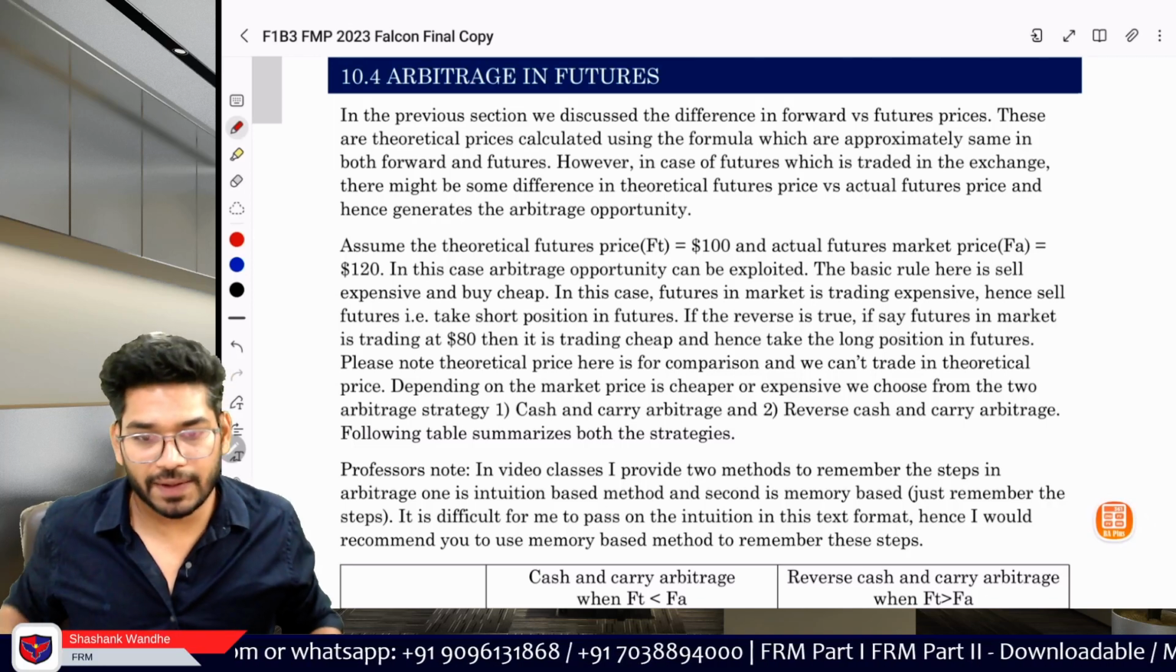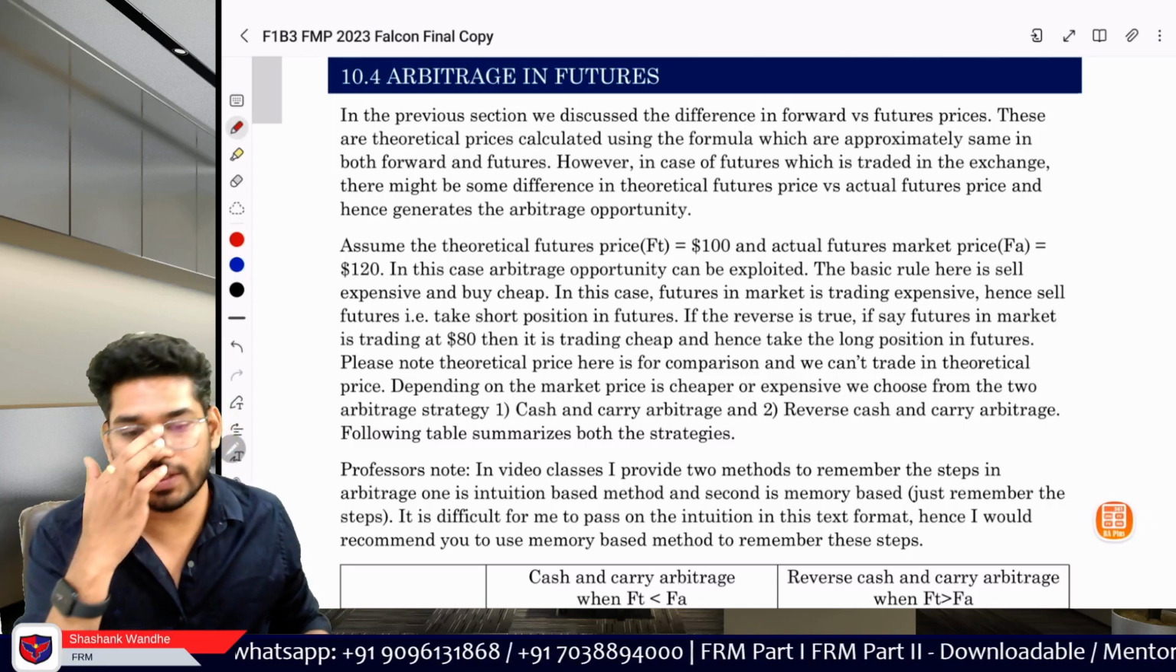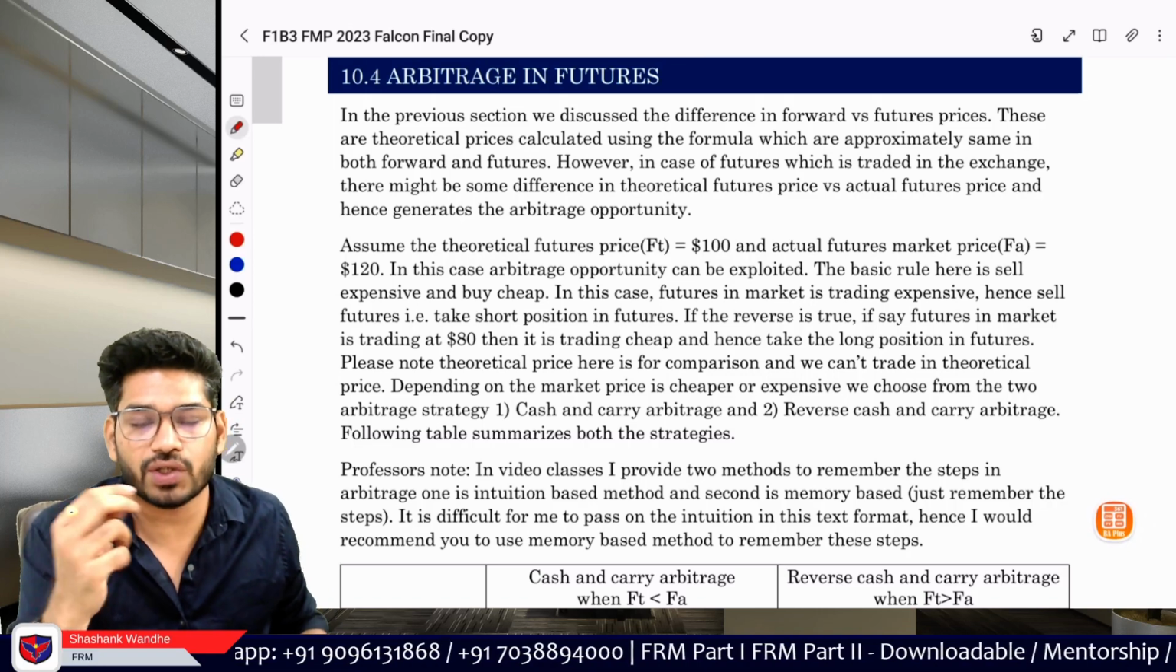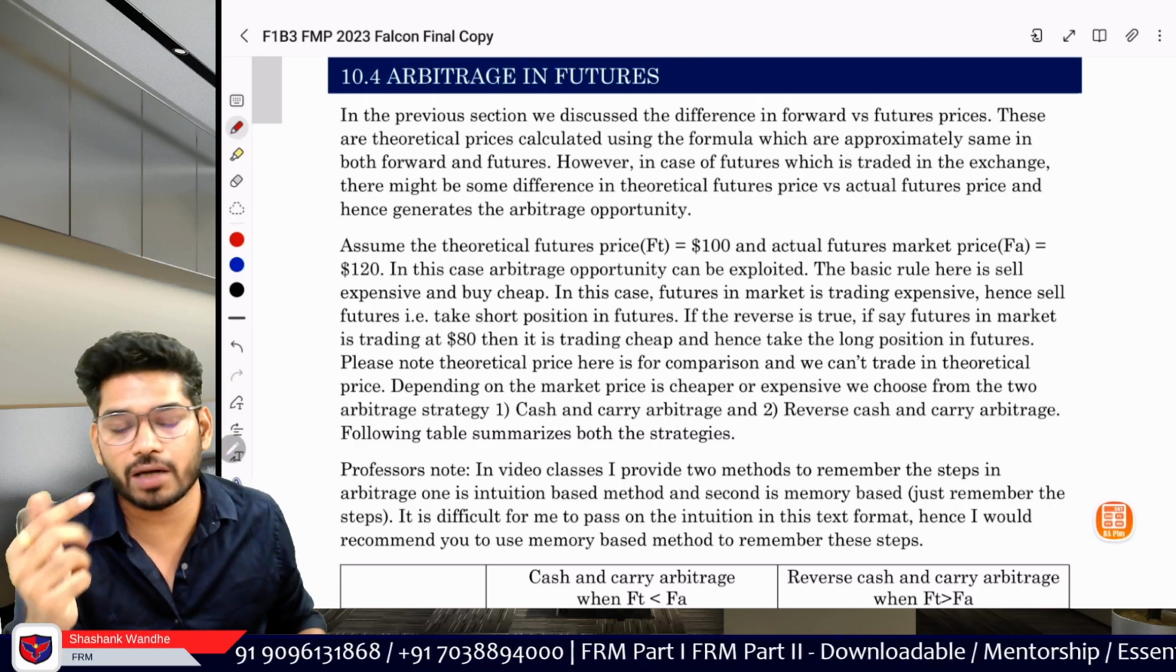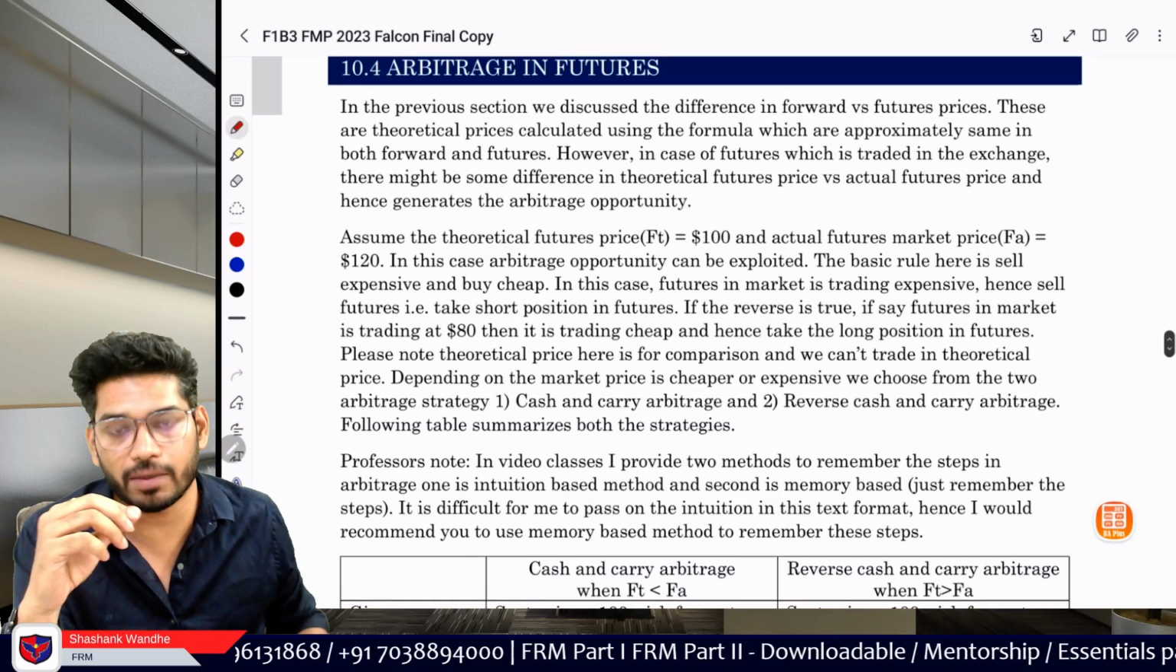Hi friends. Now in this session we will discuss the arbitrage strategies. Two strategies relating to the futures arbitrage. First is the cash and carry arbitrage and second is the reverse cash and carry arbitrage.